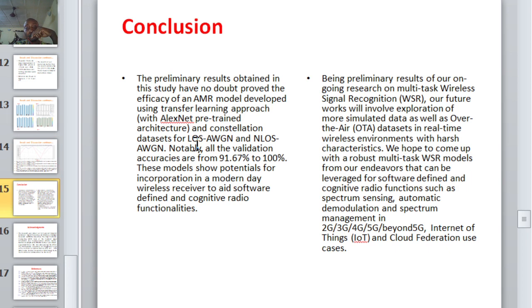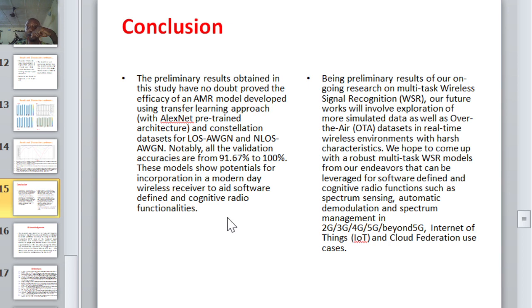In conclusion, the preliminary results obtained in this study have no doubt proved the efficacy of our AMR model developed using the transfer learning approach with AlexNet pre-trained architecture and constellation data set for both LOS additive white Gaussian noise and non-line-of-sight additive white Gaussian noise. Notably, all the validation accuracies are from 91.67% to 100%. This model shows potential for incorporation in a modern-day wireless receiver to aid software-defined radio and cognitive radio functionalities.